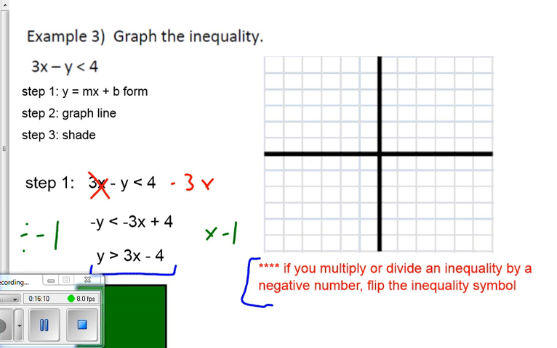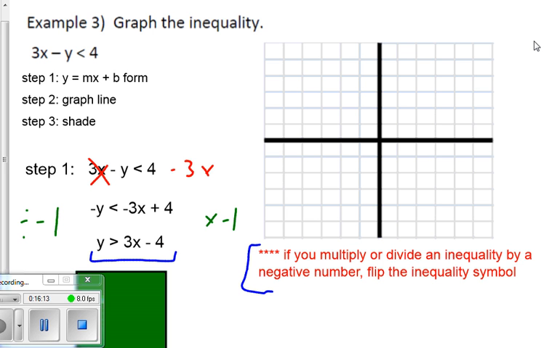From there, like before, we look at our equation and say, where's my y-intercept? Well, that's at negative 4. So I start right here at negative 4. Using my slope, I go up 3 and over 1, up 3 over 1, and there would be some points. I need to decide, am I using a solid line or a dashed line? In this case, because it is not greater than or equal to, we have to use a dashed line. So I put my dashes in here to show that we cannot be right on this line.